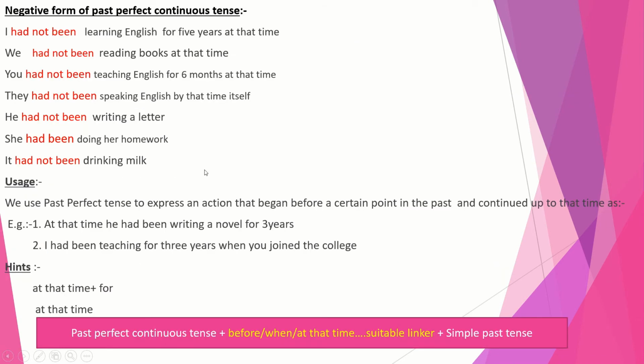Next one is the negative form of past perfect continuous tense. The only thing we have to do in the negative statement is add not to the auxiliary verb. That's it, the first auxiliary verb. I had not been learning English for 5 years at that time. We had not been reading books at that time. You had not been teaching English for 6 months at that time. They had not been speaking English by that time itself. He had not been writing a letter.